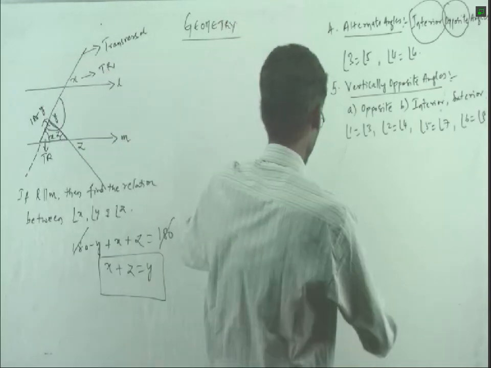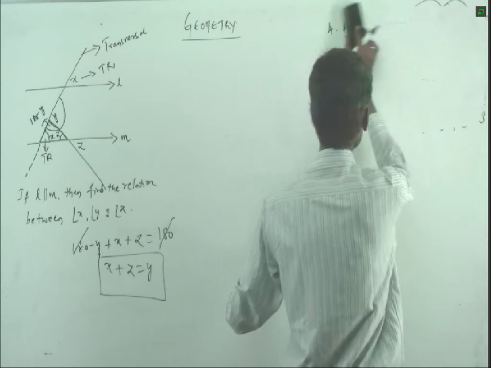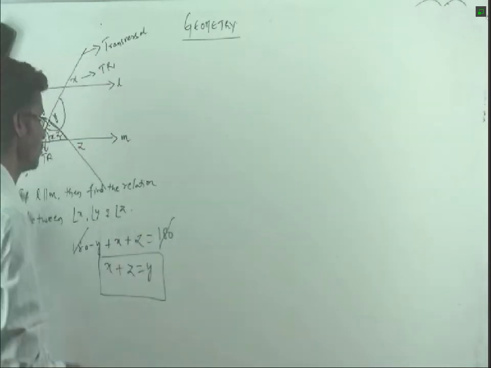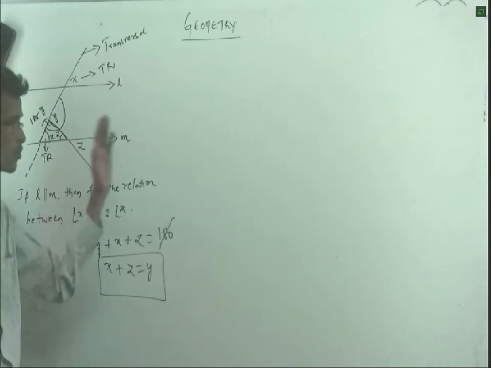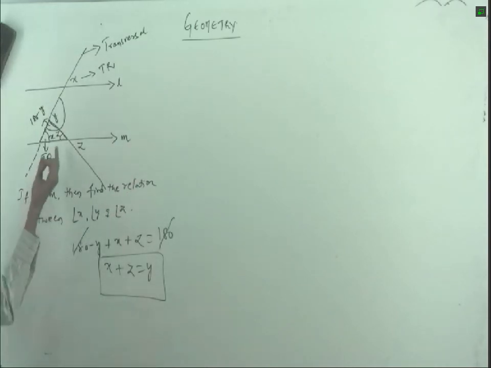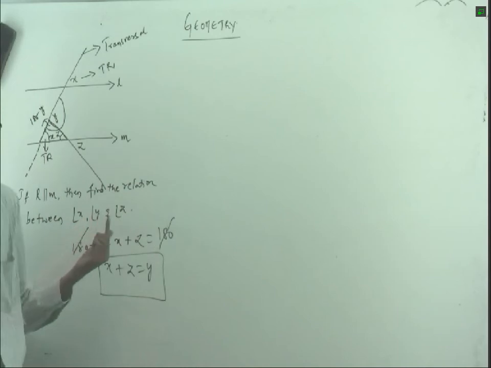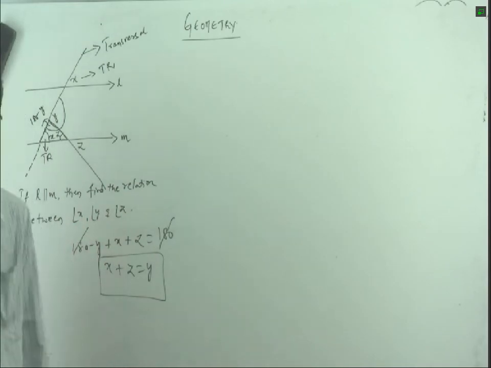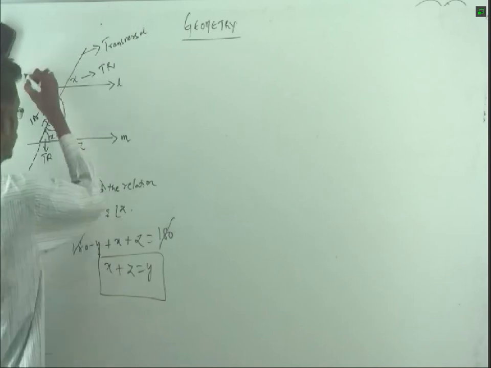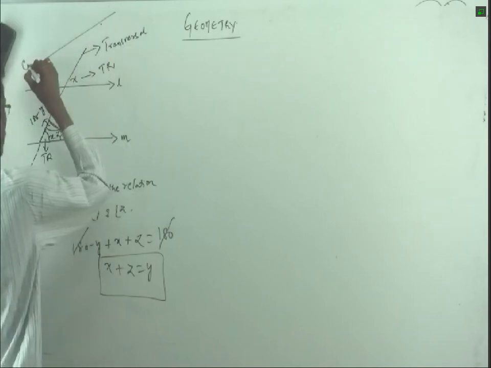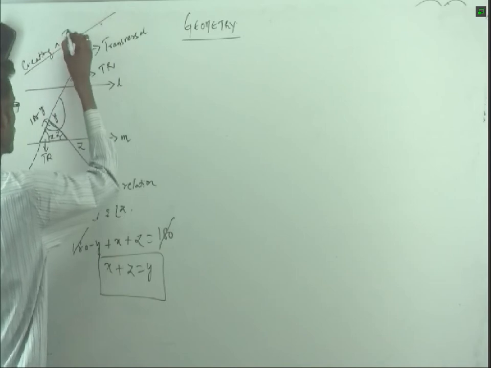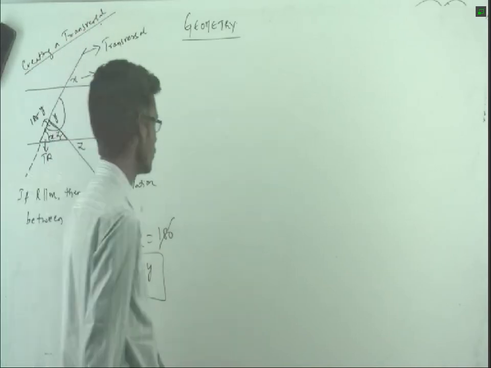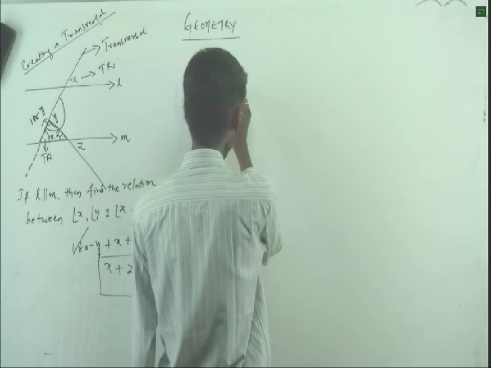Now, let us see how we can solve the same problem in another way. Before switching to the other method, in this problem, as the transversal was not there, we created a transversal and then proceeded. So let us name this method creating a transversal. Now let us start with the alternate method. Taking the same diagram here.